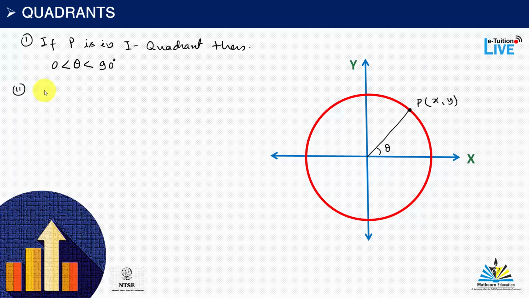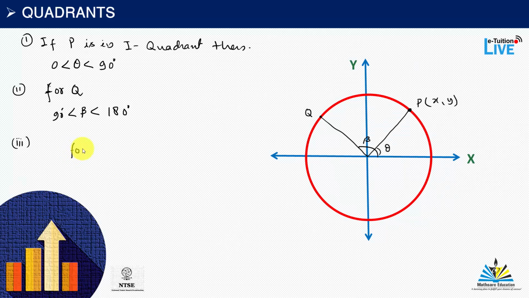Second point, if P lies in the second quadrant, let's say at this point, let's call this Q, at that time the angle must be another angle, beta let's say, and for Q, beta lies between 90 degree and 180 degree. Or you can say that if we move into the second quadrant, then theta must become greater than 90 degree and less than 180 degree.